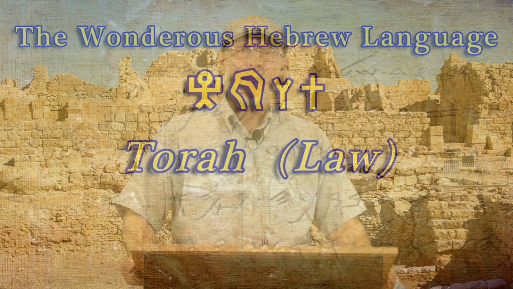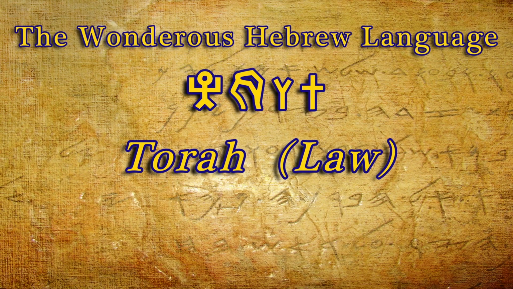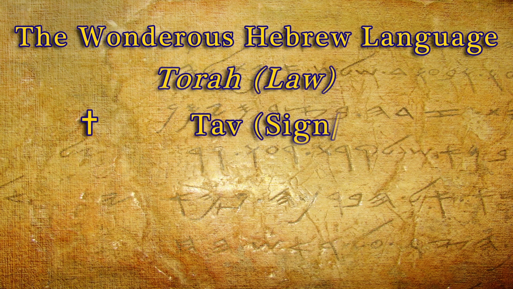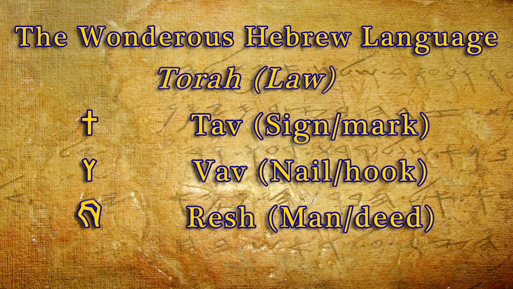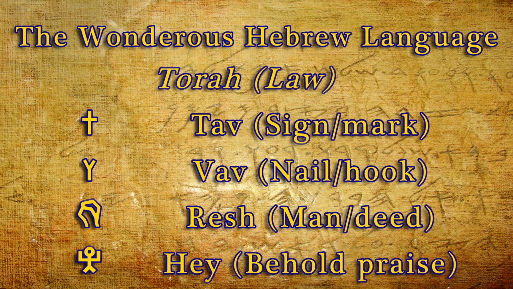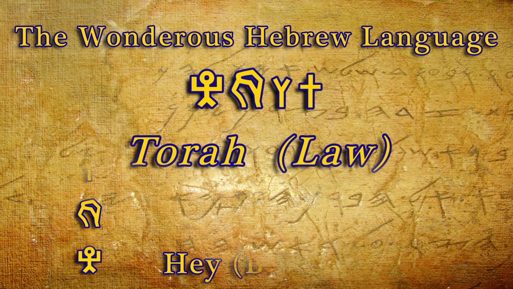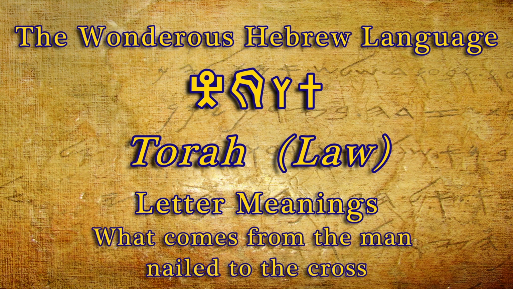Here are some examples for our edification. The word law that you read in your English Bible is actually the Hebrew word in the scriptures, Torah. The word Torah in ancient Hebrew pictographs is Tav, which is the sign or the cross, Vav, which is the hook or the nail, Resh, which is the head, first, or man, Hey equals what comes from or behold. It means what comes from the man nailed to the cross.